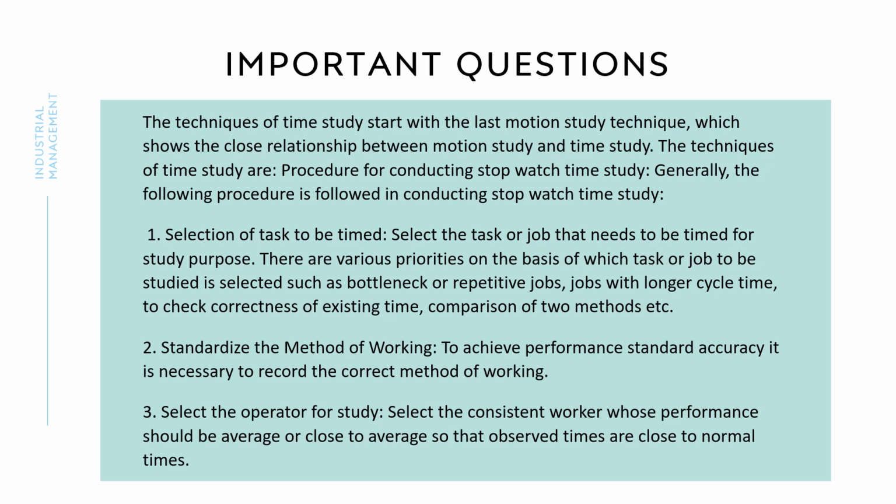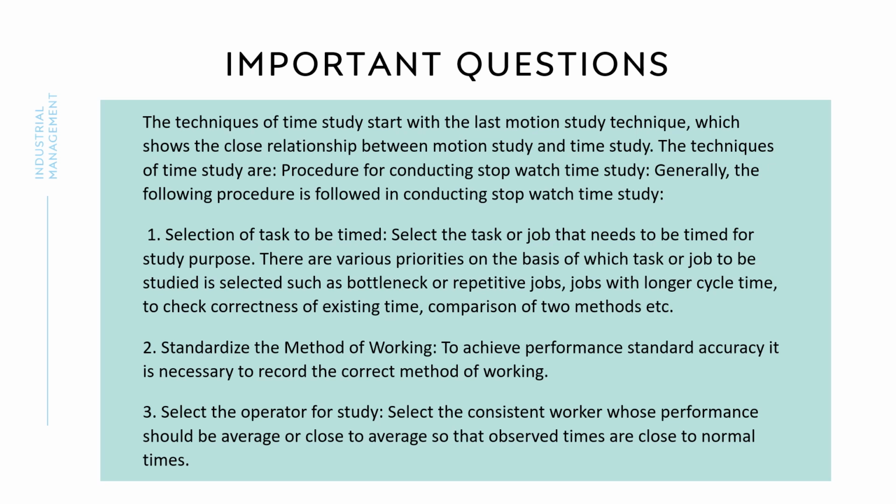There are various priorities on the basis of which task or job to be studied is selected, such as bottleneck or repetitive jobs, jobs with longer cycle time, to check correctness of existing time, comparison of two methods, etc. 2. Standardize the method of working. To achieve performance standard accuracy, it is necessary to record the correct method of working.